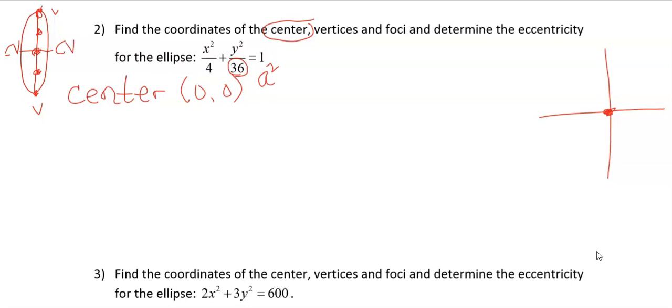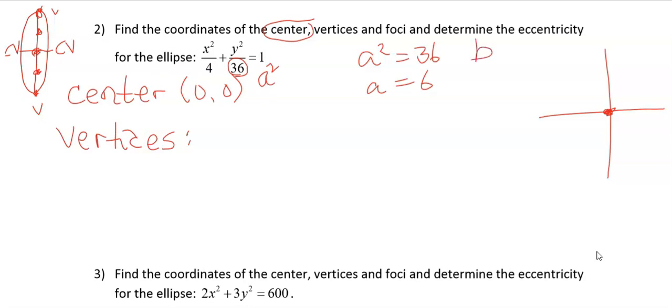Anyway, let's see. What do you want to get next? Do you want to get your vertices? All right, let's get our vertices. Now I need to calculate my A and my B first. So let me just come up here and I can see that A squared is 36. So that means A is equal to 6. By the way, what's the length of your major axis? It's 12. 2 times A, isn't it?